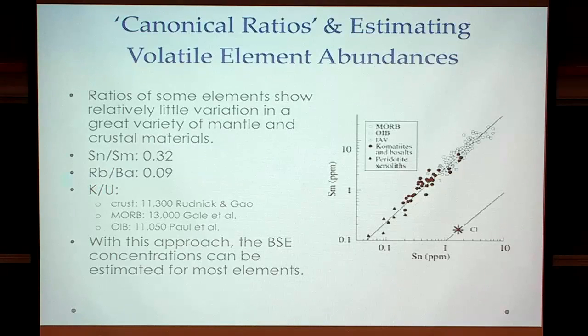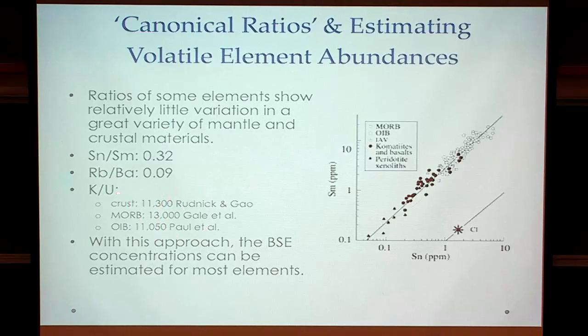A long time ago, Wasserburg and others pointed out that the potassium-uranium ratio of the Earth seemed to be constant, around 12,000. Pretty much subsequent work keeps coming in at numbers around that. For example, Rudnick and Gao, the now standard estimate of crustal composition, give a ratio of 11,300. The most recent estimate, by Moore, Gale and others, gives 13,000. My student Paul and I looked at OIBs and got a ratio of about 11,000, so somewhere around 12,000.